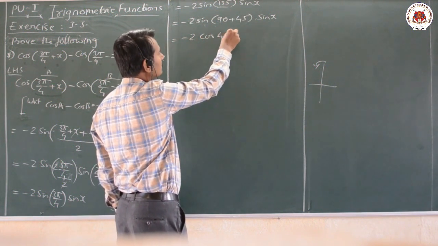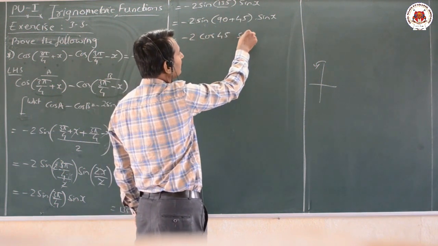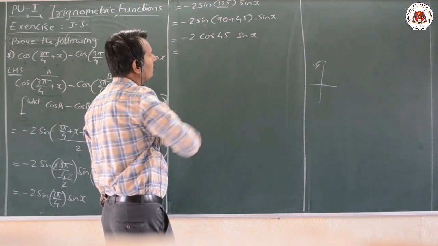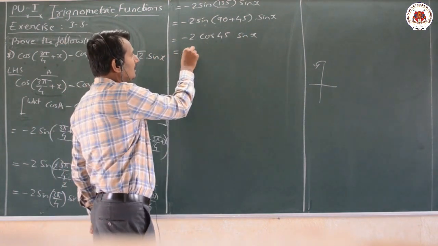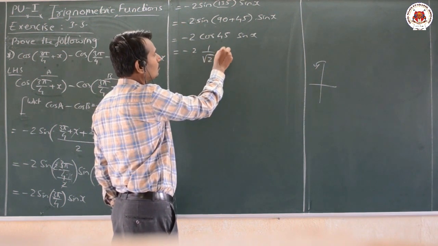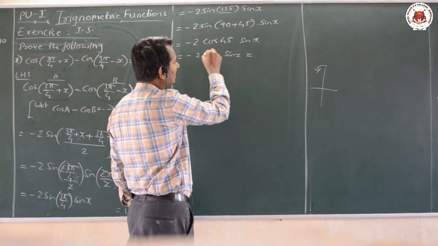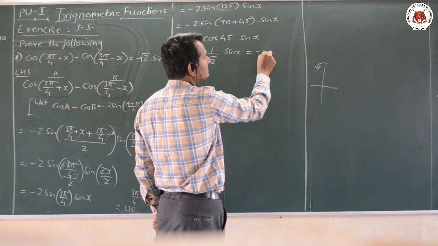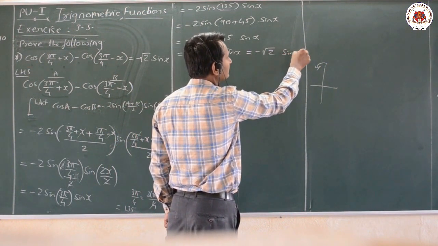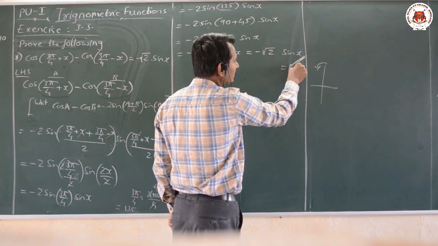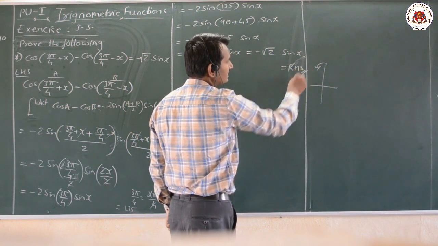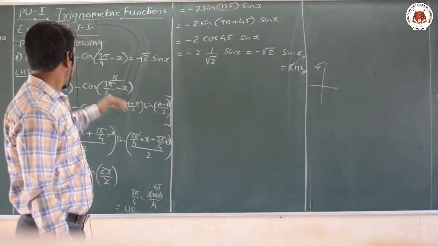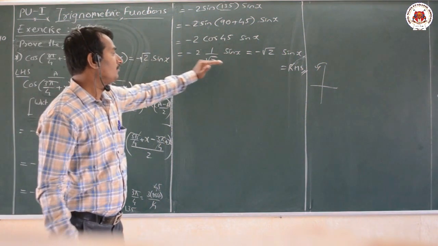The remaining part is cos 45 into what we have, that is sin x. The cos 45 value will be minus 2 into 1 by root 2 into sin x, and at last 2 by root 2 value will be minus root 2 into sin x. That is nothing but the required result, that is your RHS. Okay dear students, that is nothing but our required proof here.